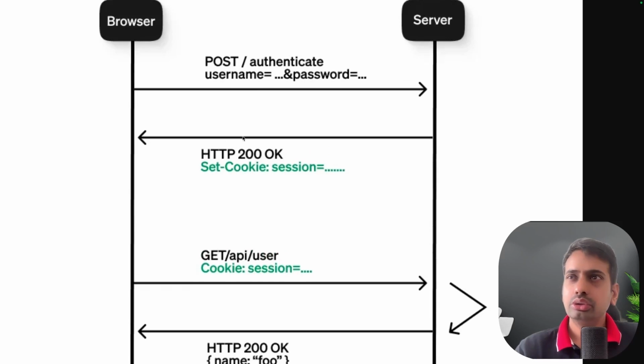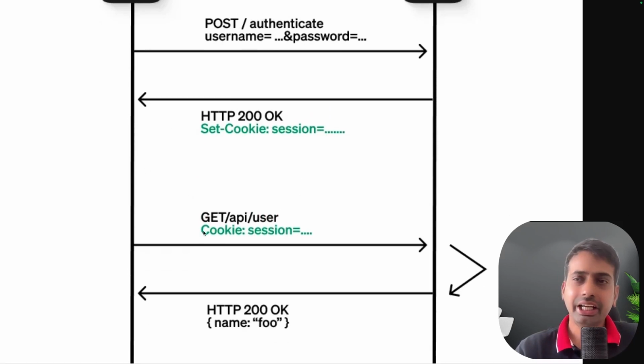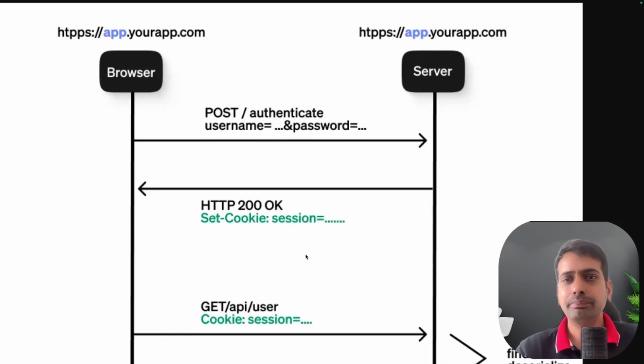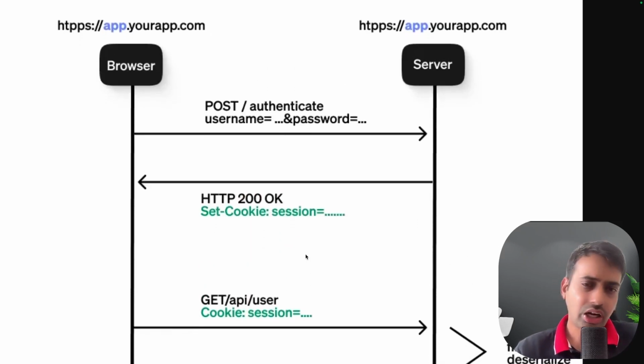Once you send the cookies, the browser will automatically attach these cookies with the API request you are sending to the same domain. You don't need to explicitly add the cookies. And now the server will validate the cookies. It represents the valid user, and it sends the information back to the client. So this is the plain and simple structure of how cookies work.